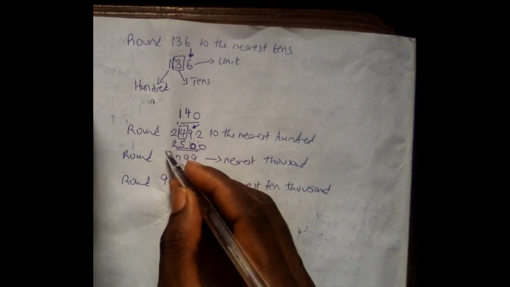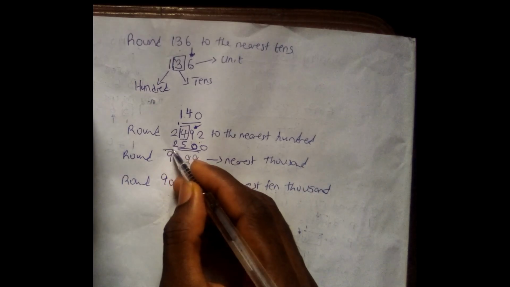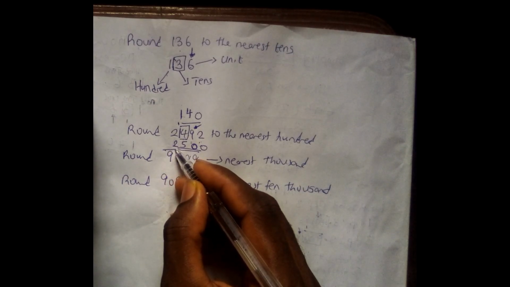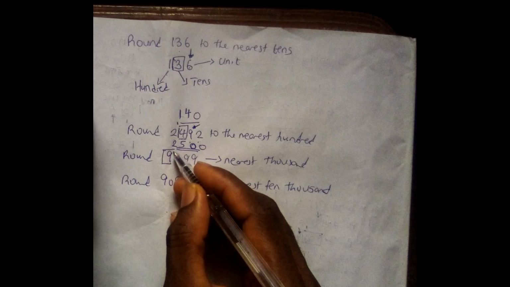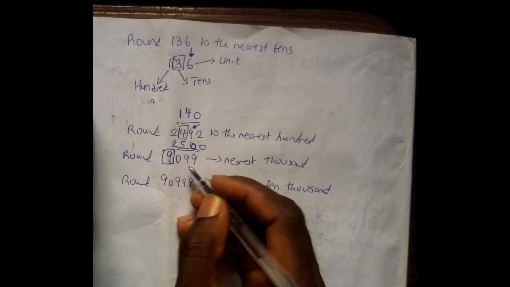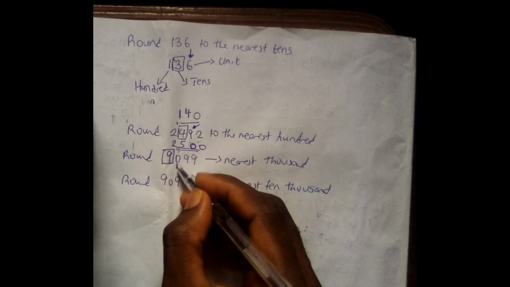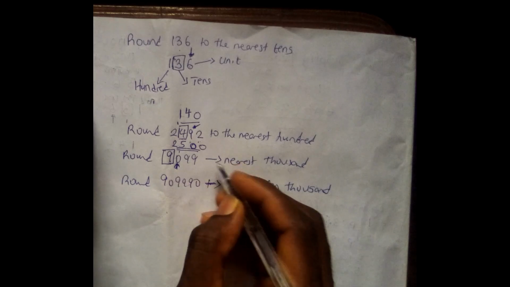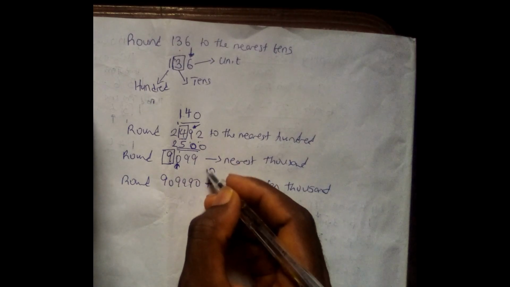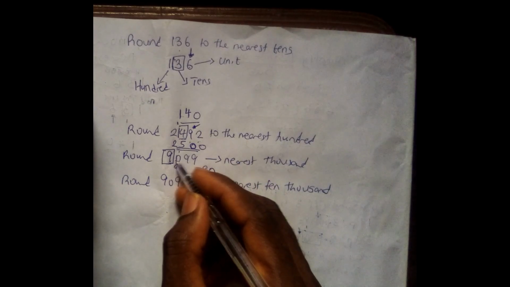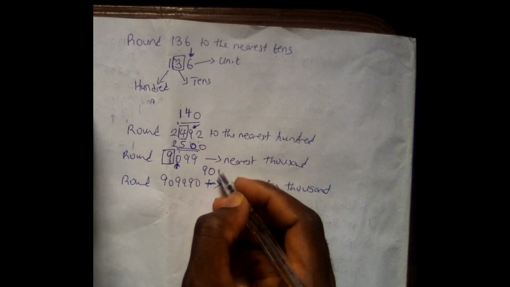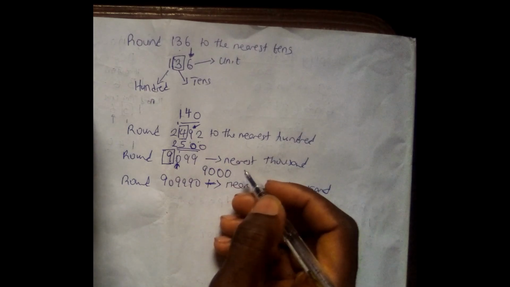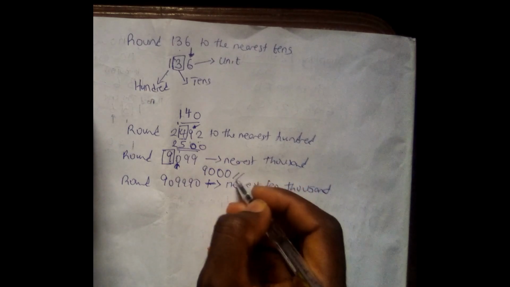Nearest 1000. This is the position of the 1000. The 9. And what will make 9 change is the number directly beside it, which is 0. 0 will be rounded down to 0. 9 remains the same. So any number after this box here turns to 0. So the double 9 turns to 0, and this is our answer, 9000.